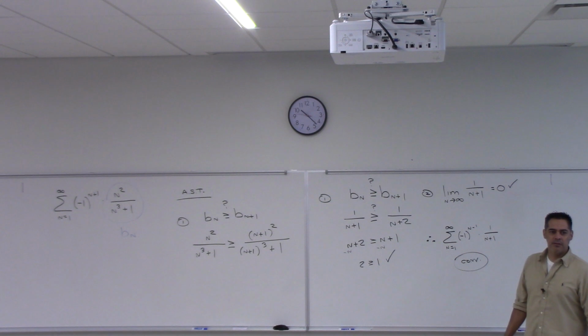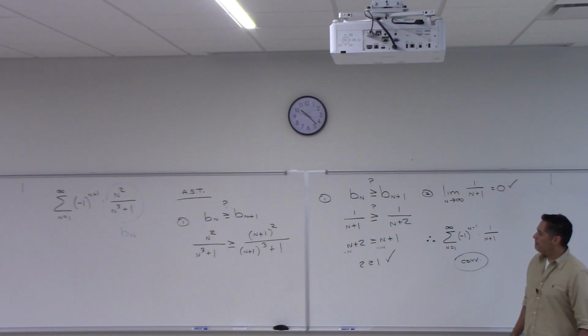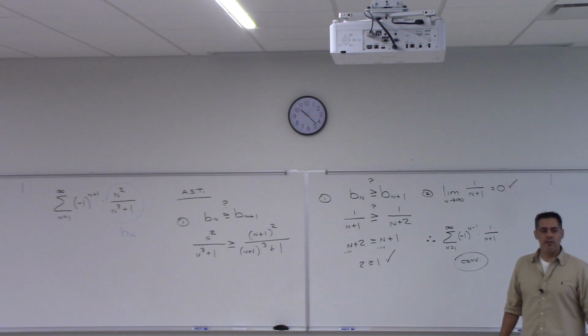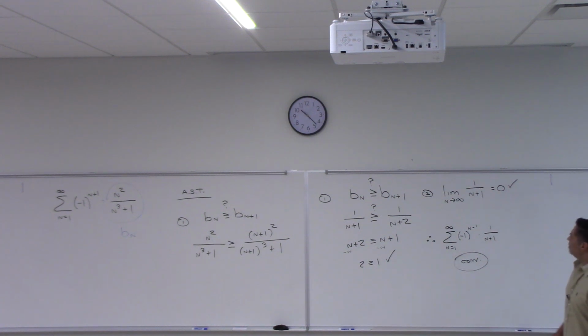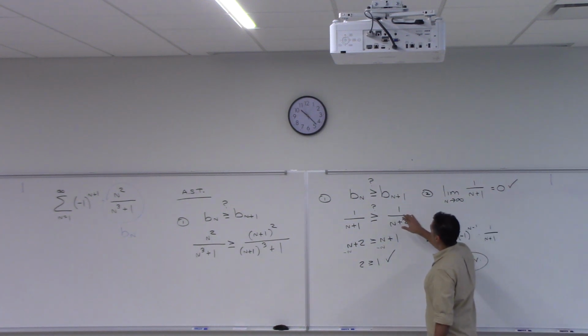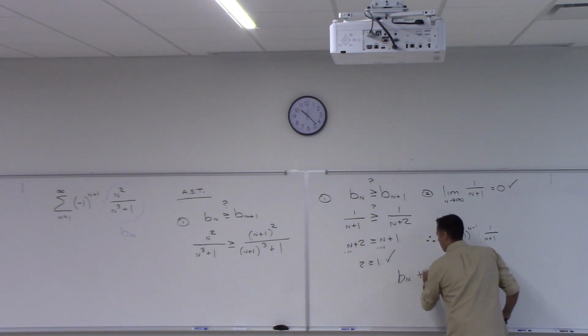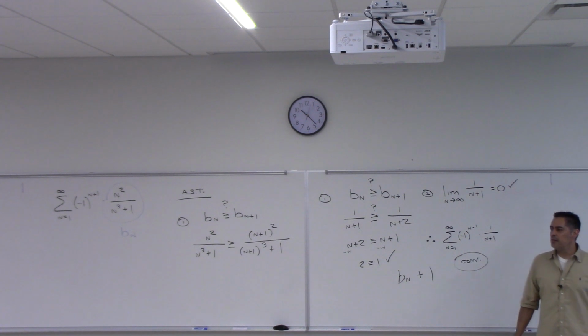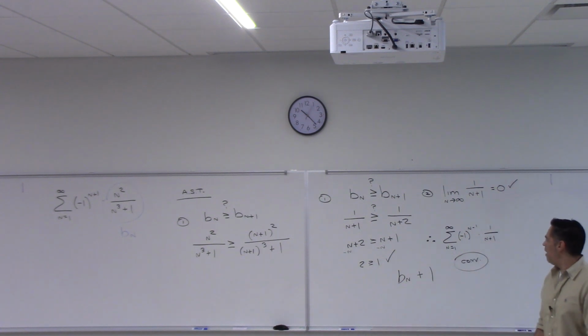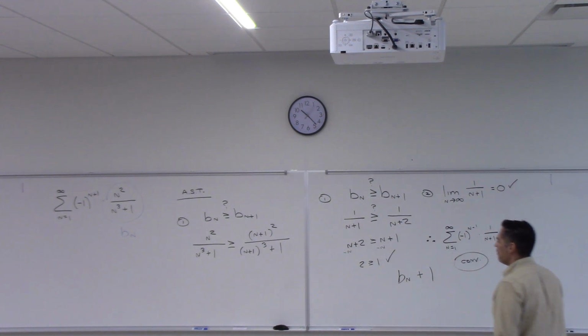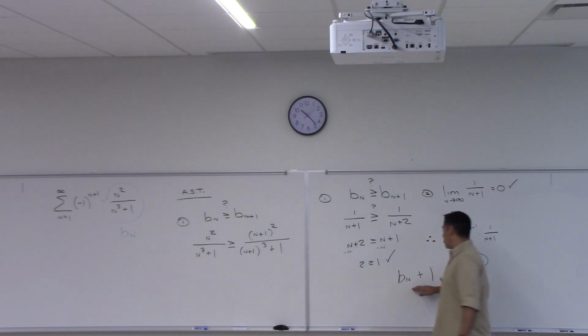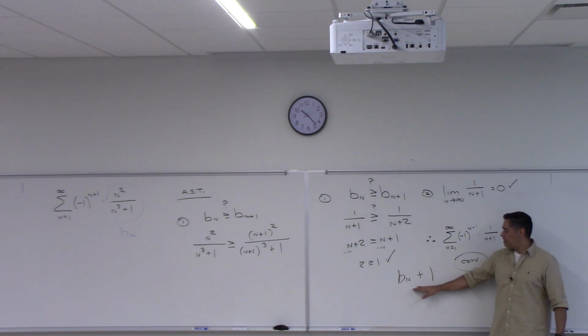What's wrong? It's supposed to be b sub n plus 1? Yes, it's b sub n plus 1. Does my notation not look right? Really? Is it that hard to see? Notation. No, these are not the same thing. This is not the same thing as this.